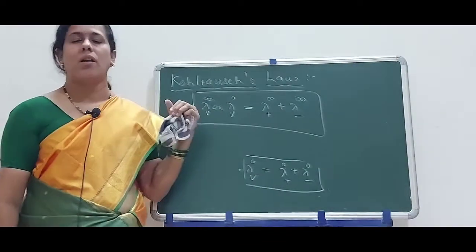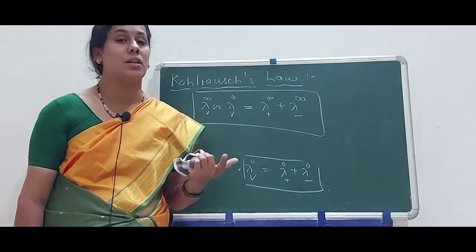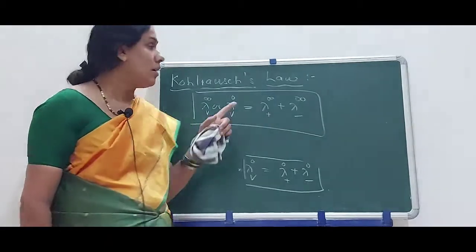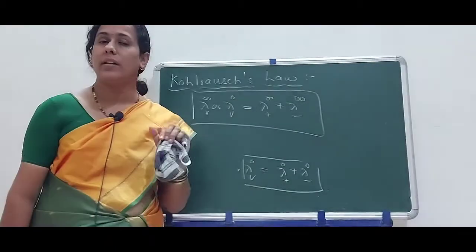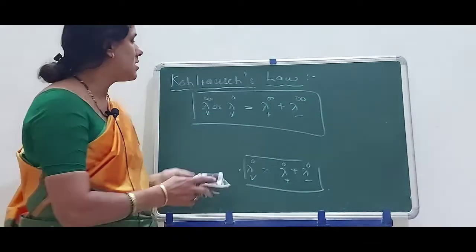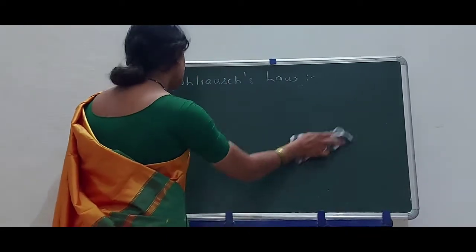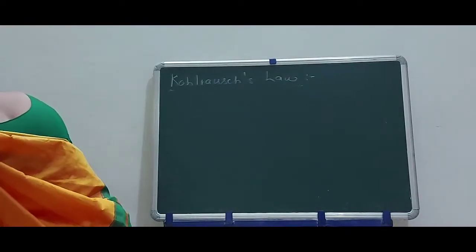This is a very simple law. In the problems we are given 3 electrolytes, and from the 3 electrolytes we can calculate the value of equivalent or molar conductivity at infinite dilution. See, we take some problem for our simplicity of understanding. I will take one problem.